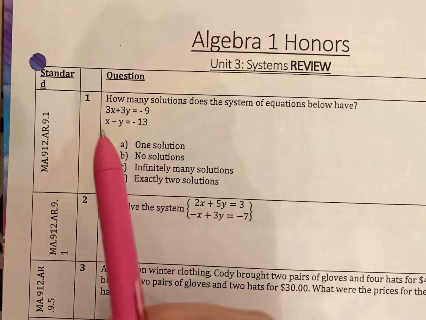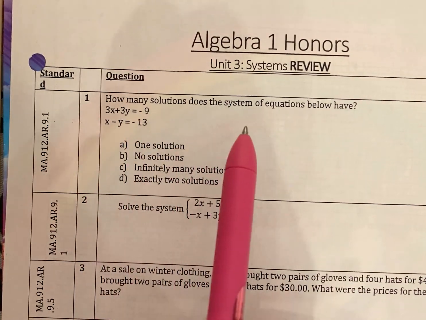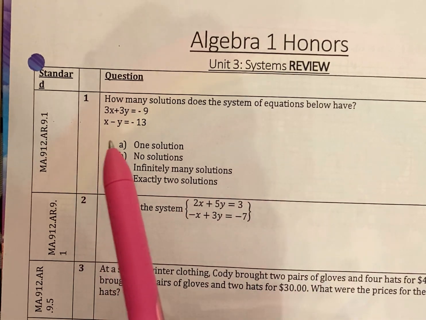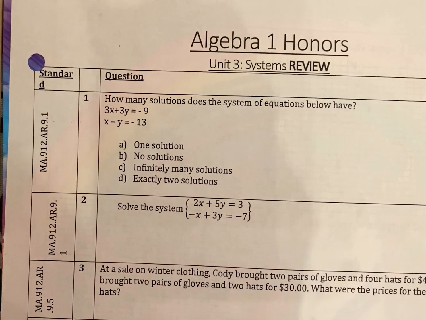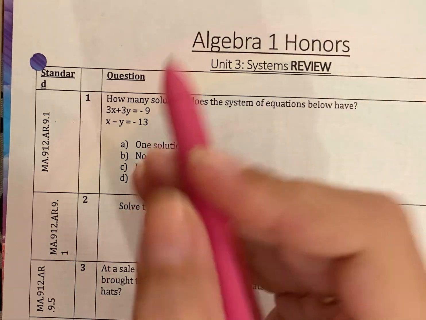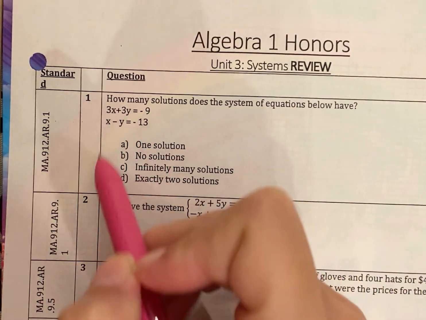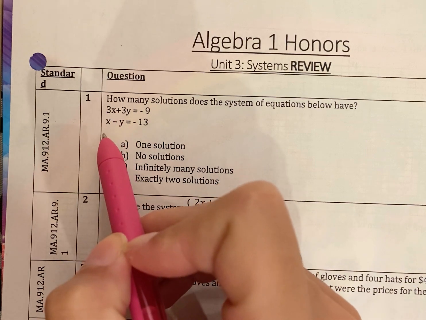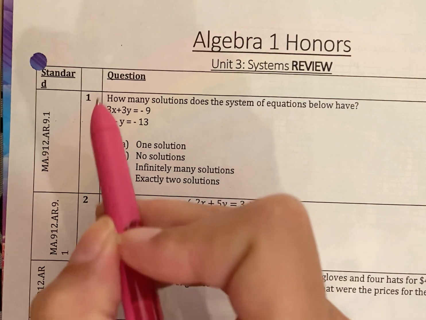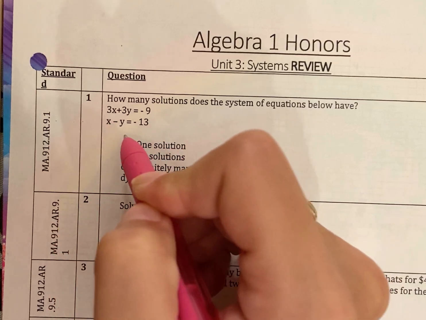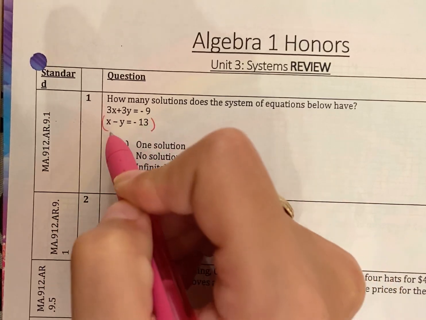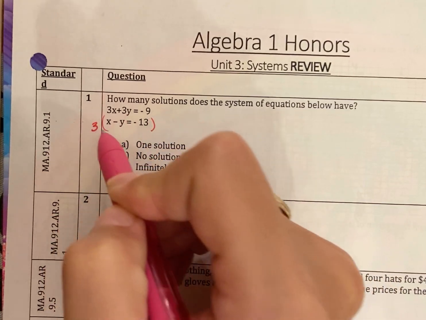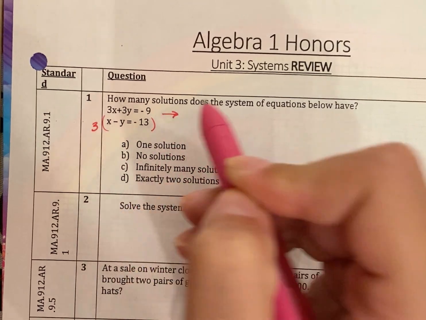So this question number 1 says, how many solutions does the system of equations have below? These are both set up in standard form, so I would start by solving using elimination. To get these to eliminate, you're going to need to multiply one of the equations by some number. To get the x's to match, I'm going to multiply by 3 to create a new equation.